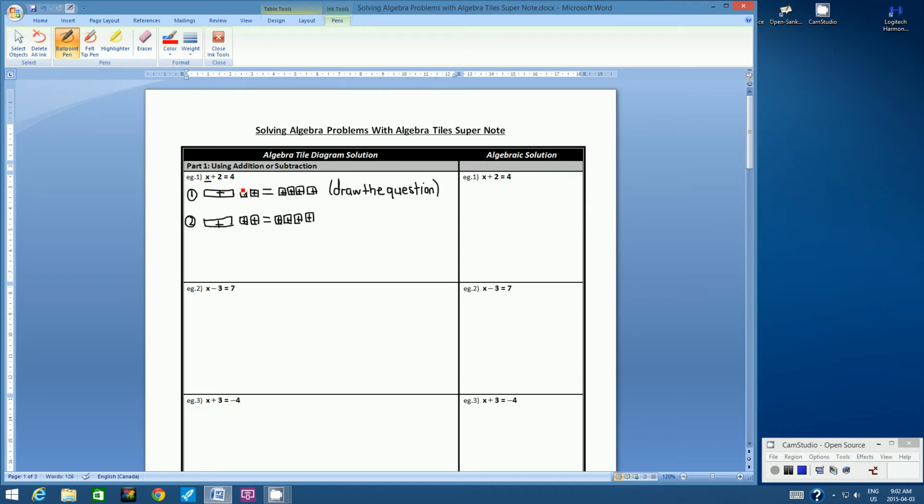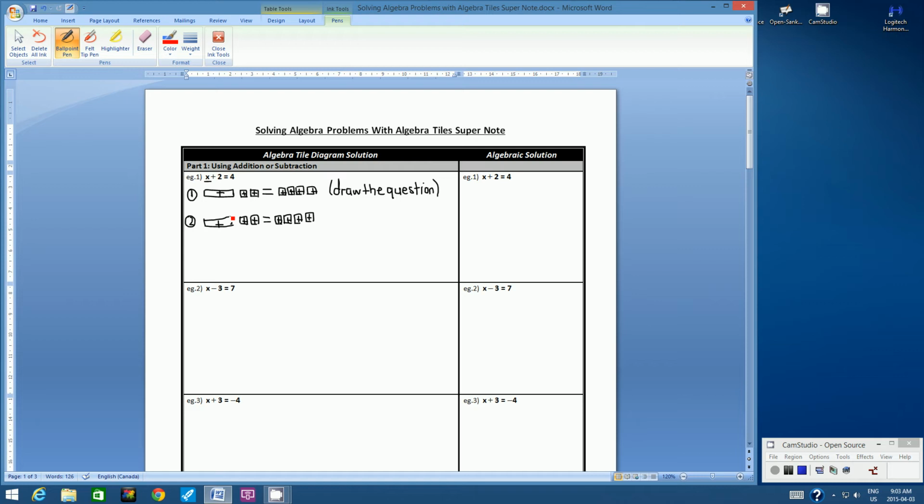I want you to ask yourself a series of questions. First question is, which side is the variable on? If we look at our diagram, we locate the variable here, so it's on the left side of the equal sign. So what we want to do is focus on the left-hand side. The left-hand side is x plus 2. So what I want is for x to be alone.